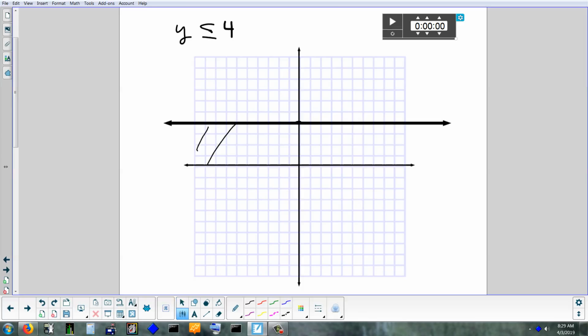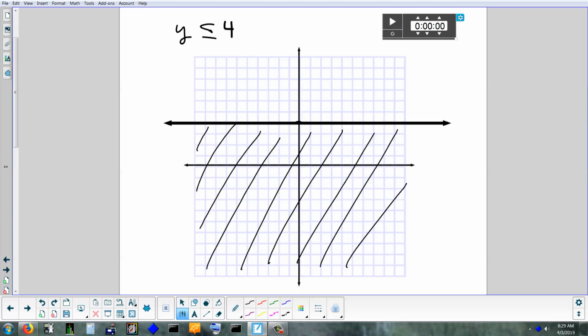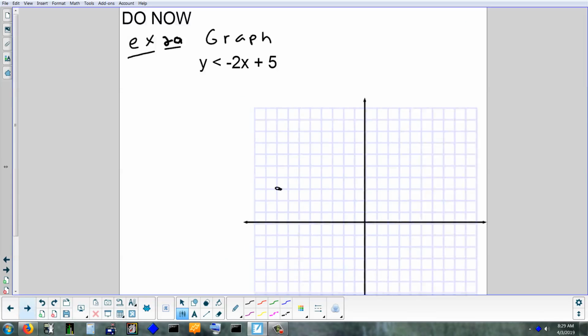So remember, you just can go, this is fine. As we said yesterday, all the numbers that are less than or equal to 4 are going to be below it on the graph. They're not going to be above it. So remember what that shading means: you could pick any number you want, right there.